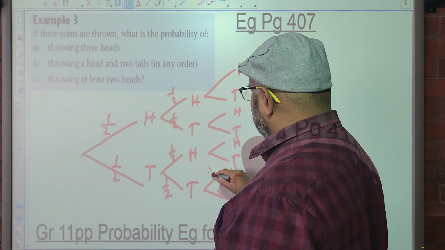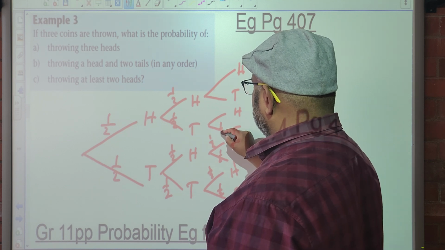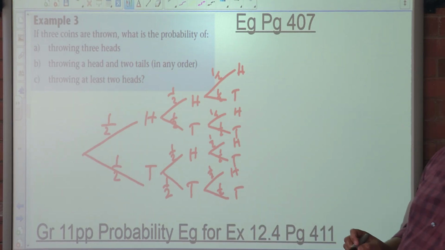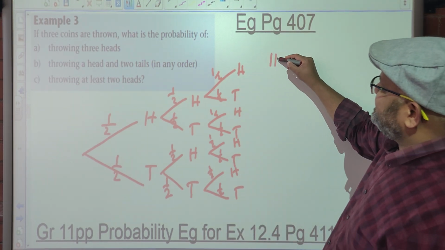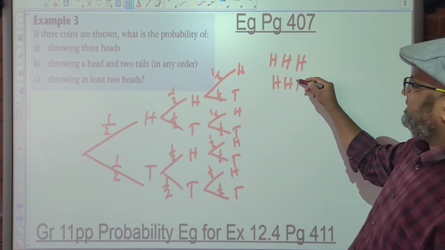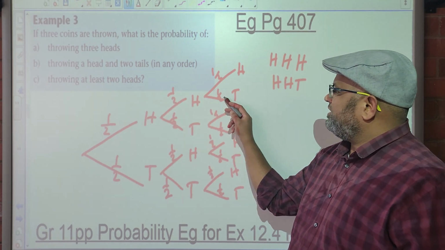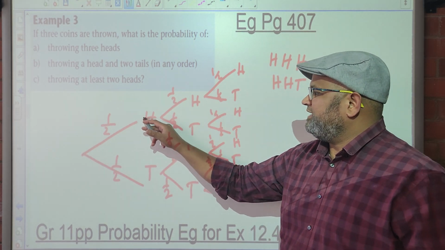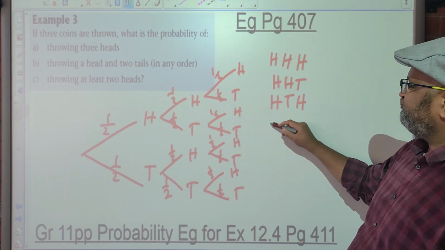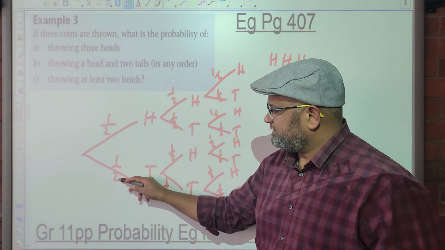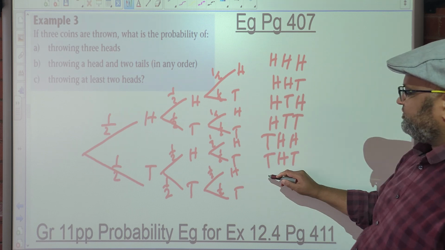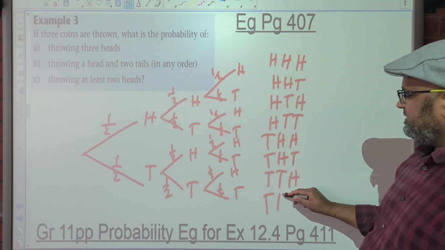Which is also 1 out of 2, 1 out of 2, 1 out of 2, and so on. What are the outcomes? Let's list the outcomes. What do we have? Heads, heads, heads. Heads, heads, tails. Heads, tails, heads. Heads, tails, tails. Tails, heads, heads. Tails, heads, tails. Tails, tails, heads. Tails, tails, tails.